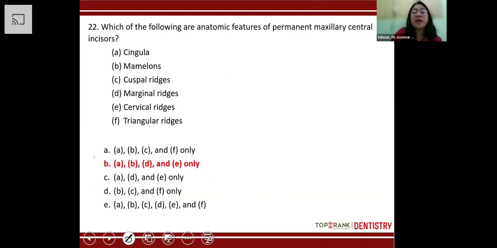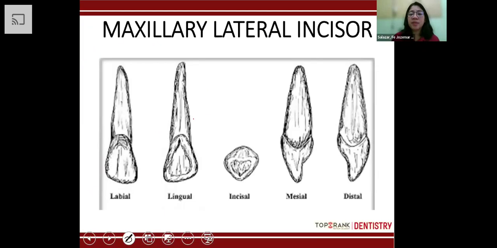So, it's B, A, cingulum, mamelons. Wala siyang cuspal ridge. May marginal ridge. May cervical ridge siya. Wala siyang triangular ridge. Okay, so there is no triangular ridge. So number 22, the correct answer is letter B.